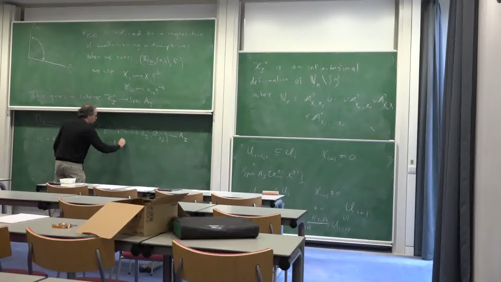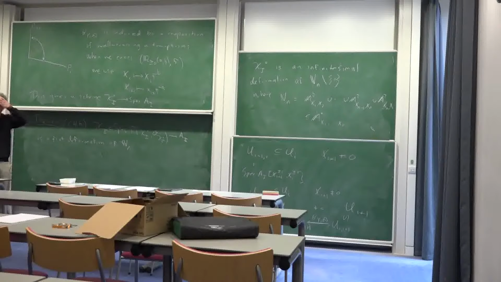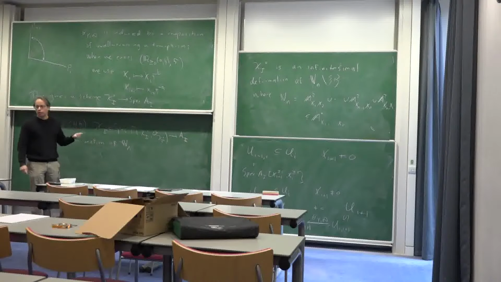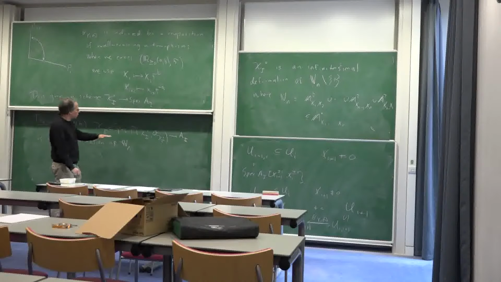And this is a flat deformation of V_n. Okay, so let me just end by saying this theorem really uses the fact that we chose the very special canonical scattering diagram. We need that to be able to make this work.